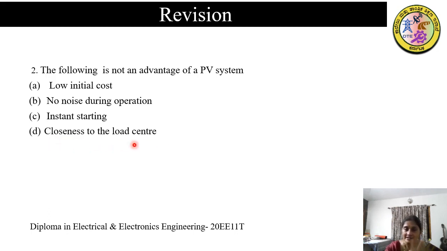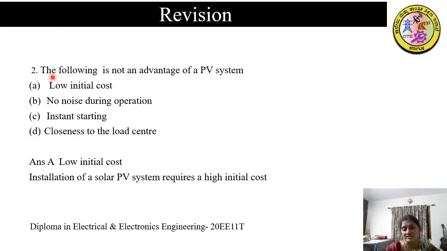Let us analyze. Does the PV system have a low initial cost? No, it is characterized by a high initial cost. There is no noise during operation. This is true for a PV system. Instant starting is an advantage for a PV system. And even the closeness to the load center is an advantage. So what is not an advantage is the low initial cost, because a PV system involves a high initial cost for its installation. So the answer is A.